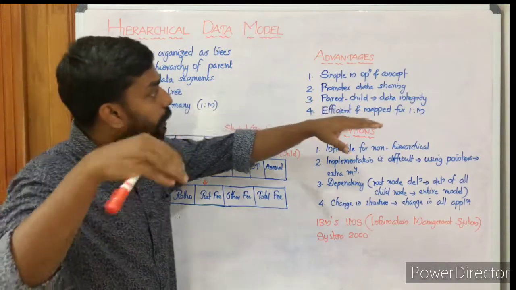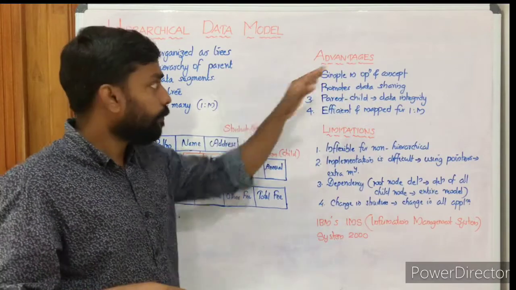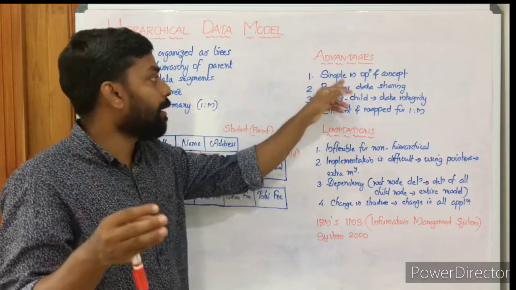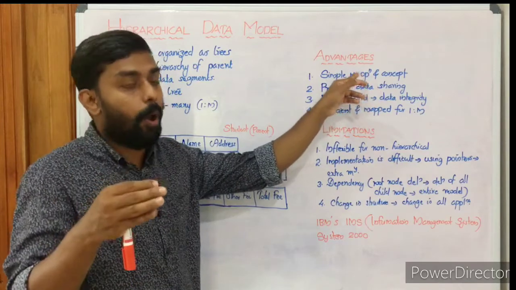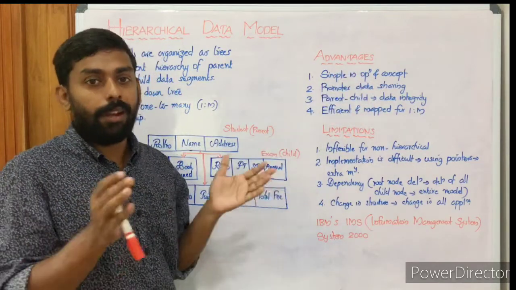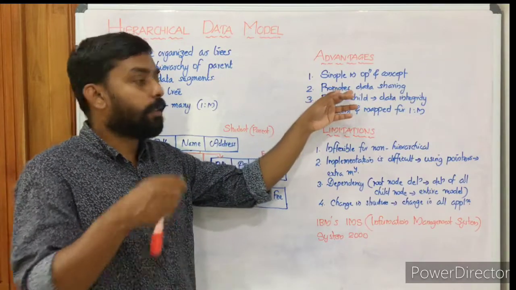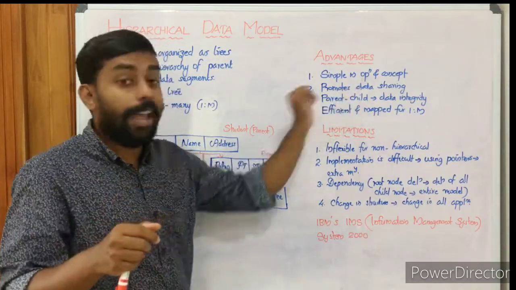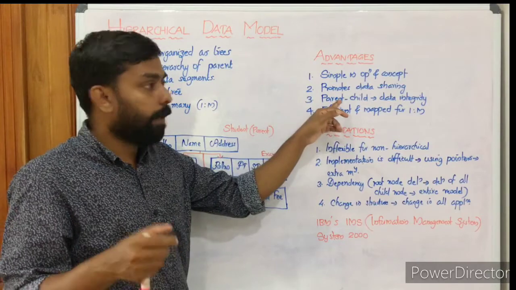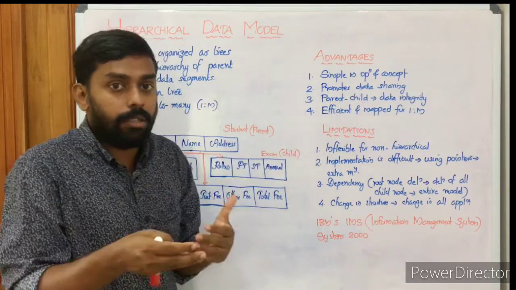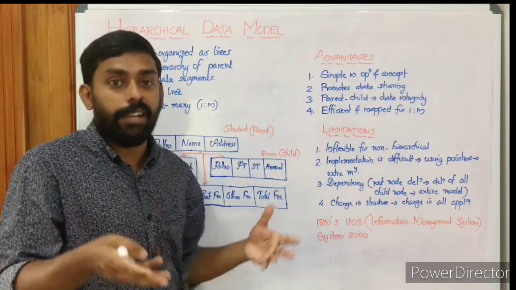Then let's look at the advantages and limitations. Advantages: the concept of the hierarchical data model is simple. It is simple in operation and concept. The concept is simple as well as its operation, and it promotes data sharing. Then, because it's a database model, the parent-child relationship ensures data integrity.